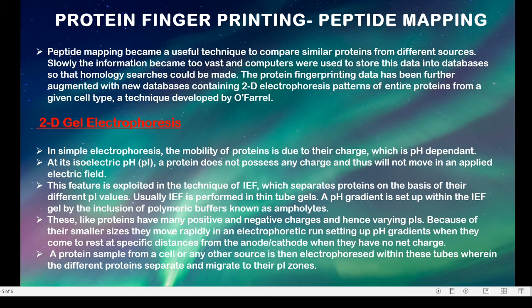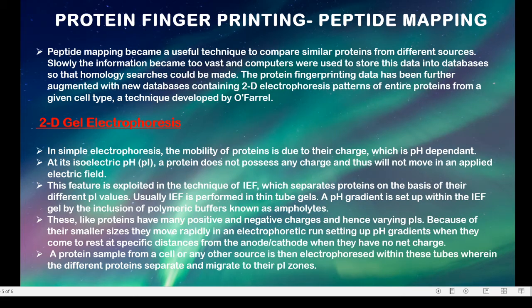So using this principle, a capillary tube is taken. On the capillary tube, we pour agarose gel, and on the agarose gel, a pH gradient is made using ampholytes. As you all know, ampholytes are molecules which contain both acid and base, which are used to make a pH gradient from 1 to 14.